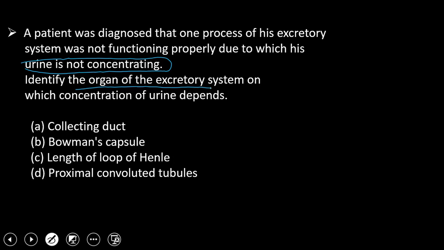Ultimately we know that the loop of Henle leads to the concentration of urine. So the concentration of urine depends upon the length of the loop of Henle. Again you have to remember here that in desert animals, or those animals which survive in very low water conditions, they have a long loop of Henle, and ultimately more concentrated urine is formed.